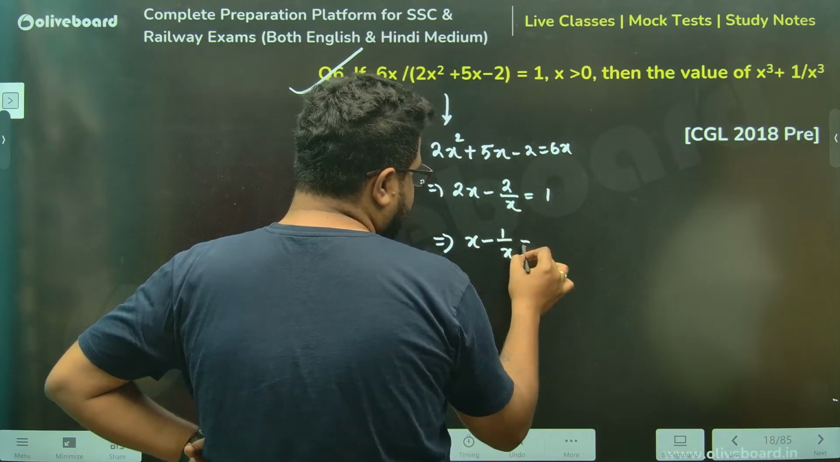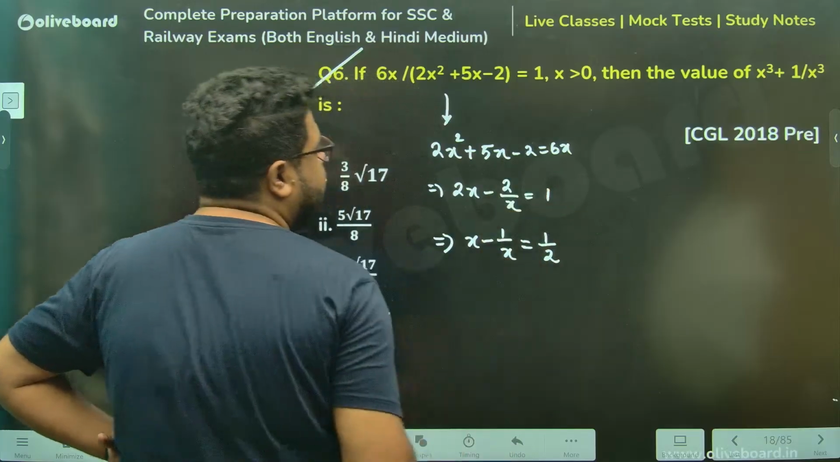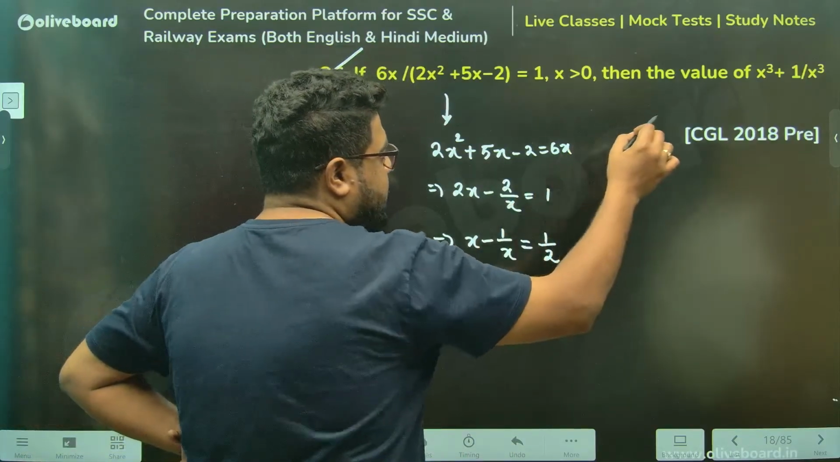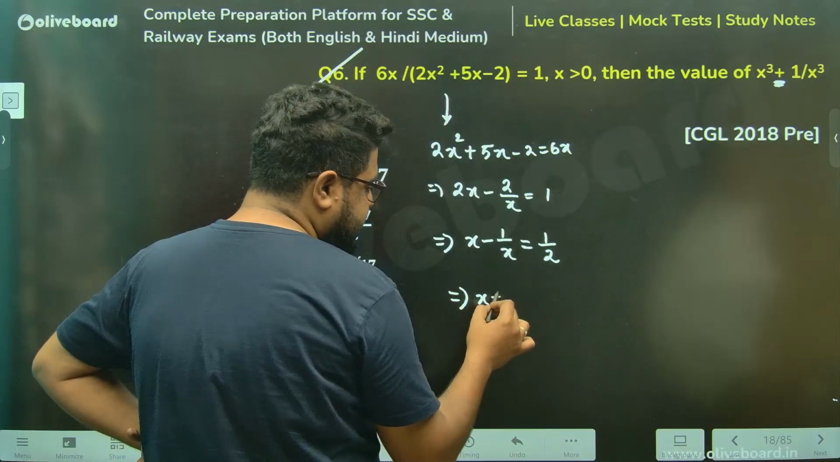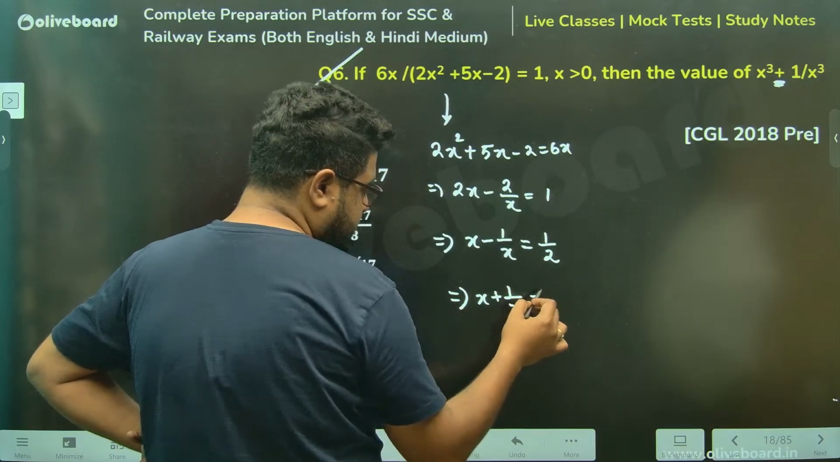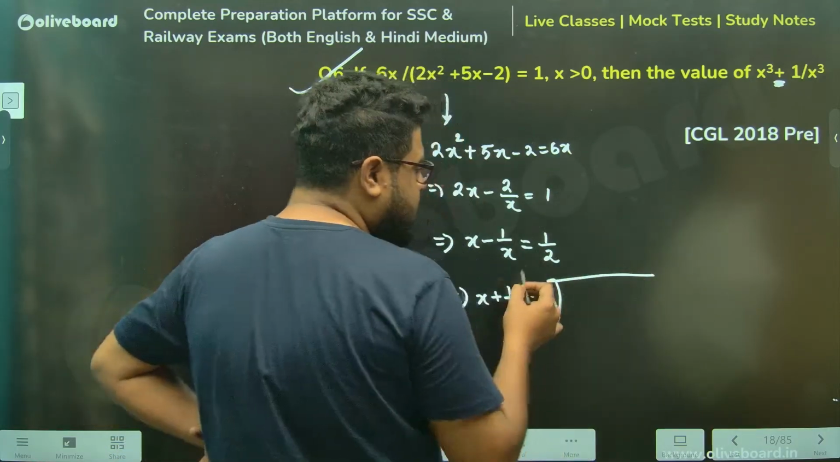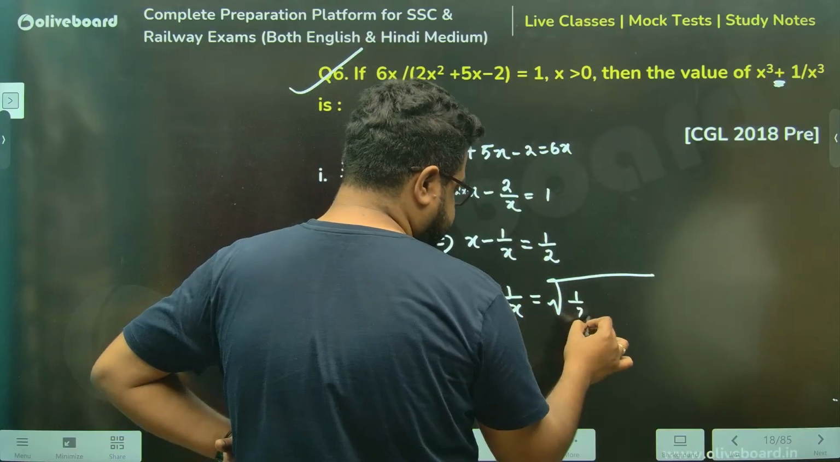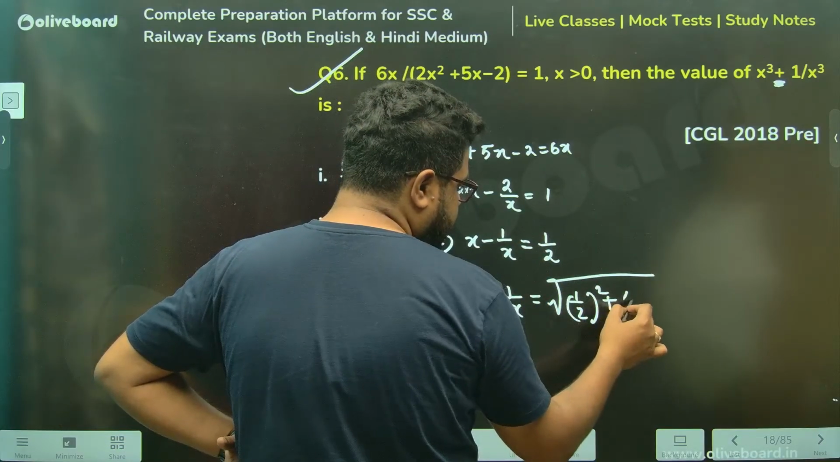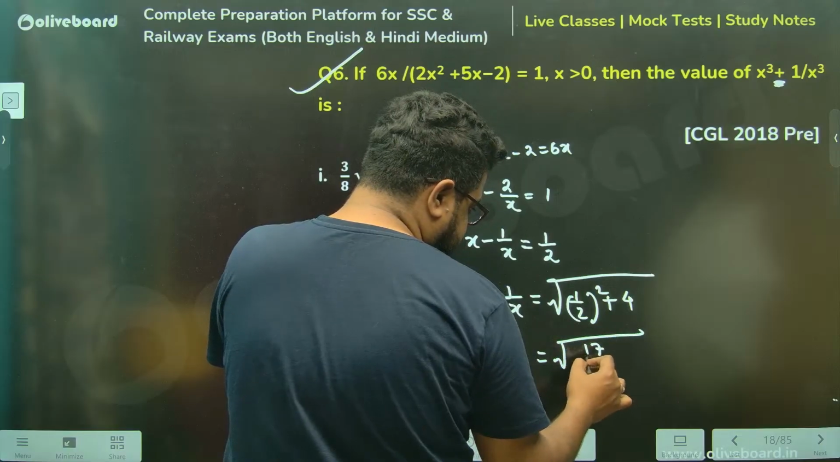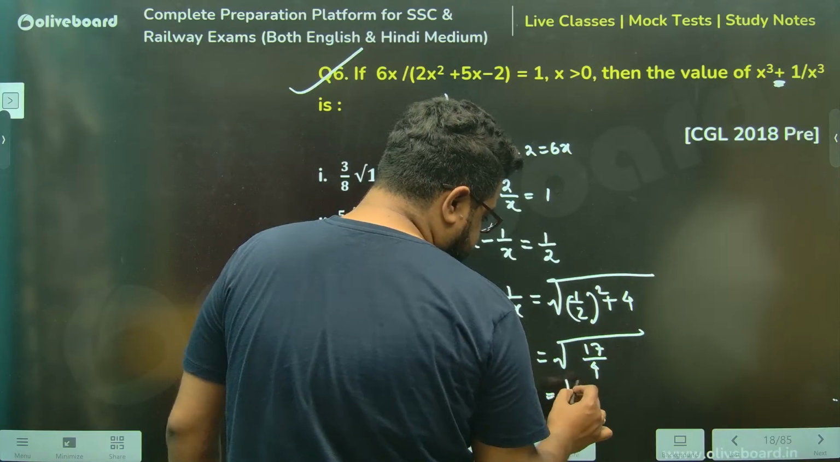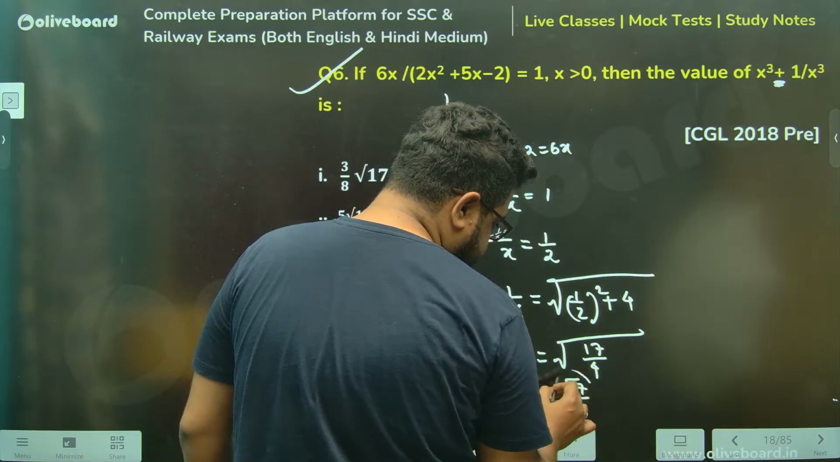So 2 I can take common and send it to this side. So this becomes half. But in order to get the plus, I need x plus 1 by x. That will be square root of, we have seen this, this thing square plus 4. So which will be 4, 16, 17 by 4. Meaning root 17 divided by 2.